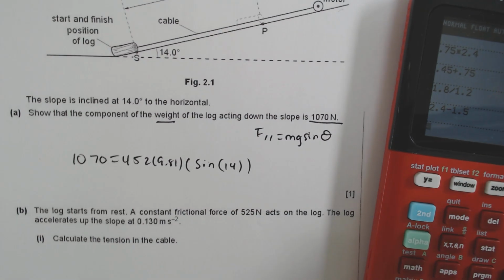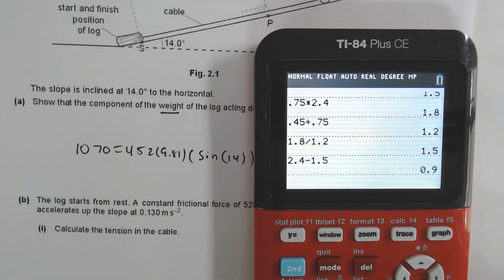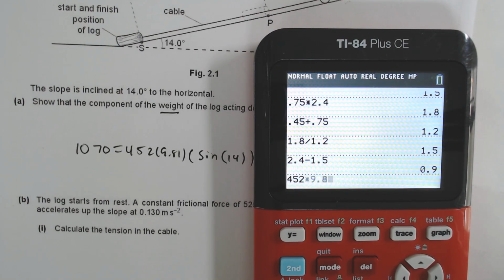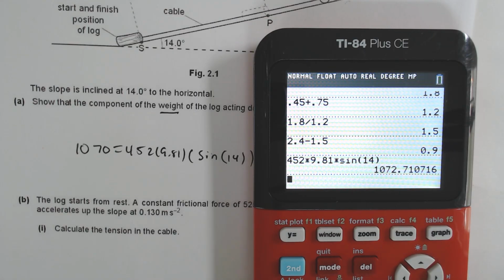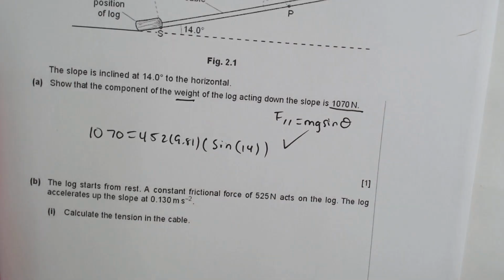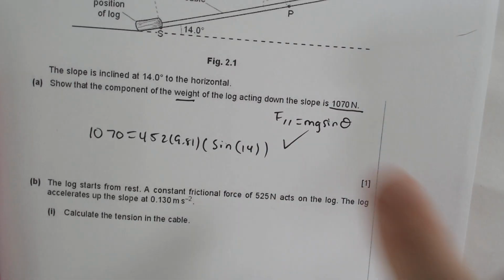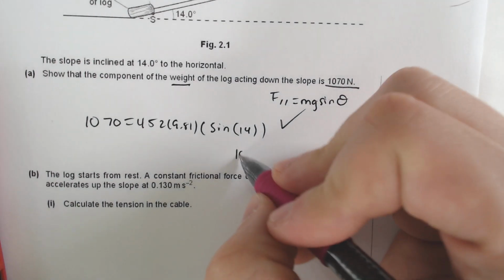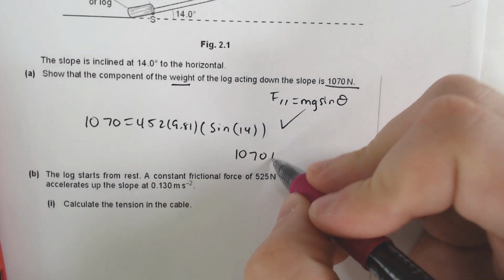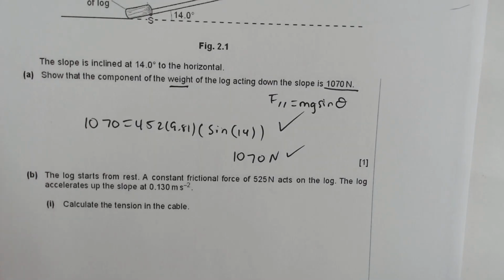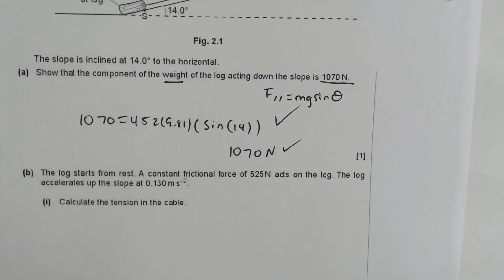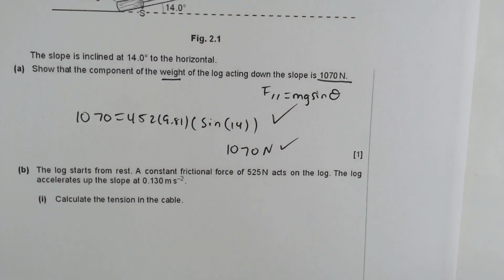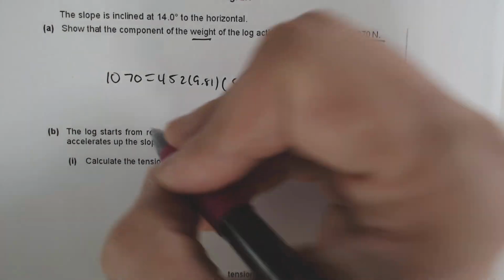It's only 1 point, so I doubt it's going to be anything too complex. So let's do 452 times 9.81 times sine of 14. And we get 1072. So that is correct. This works out because according to sig figs, apparently we only have 2 sig figs here and 3 sig figs there. It's going to round appropriately, or it's close enough. A lot of times on these shows, they don't give you the exact number because they don't want you to be able to guess and check to it. Okay?